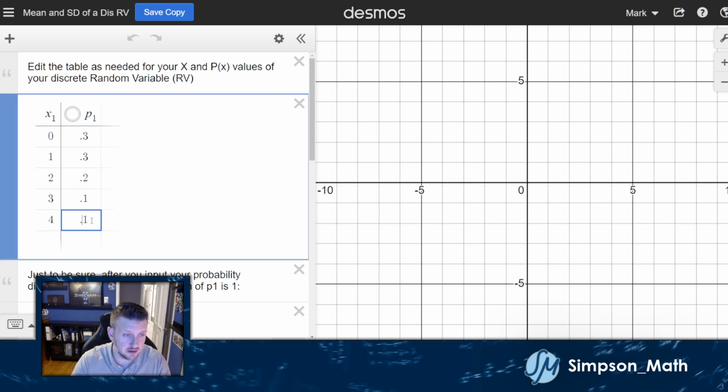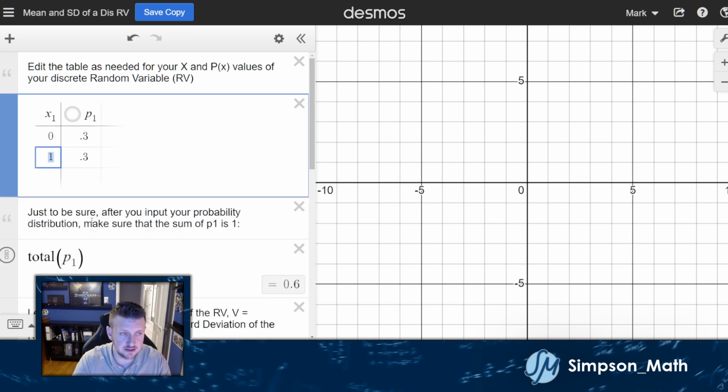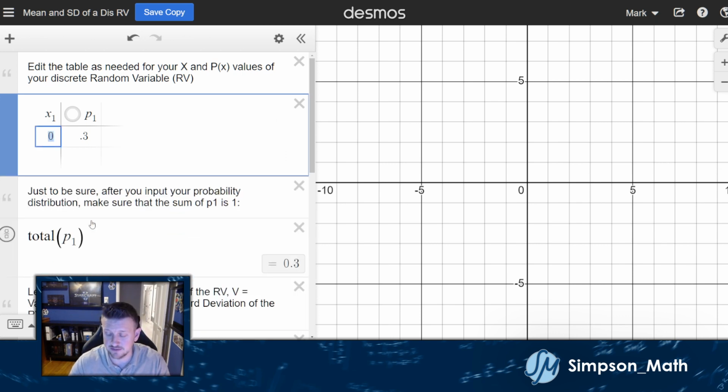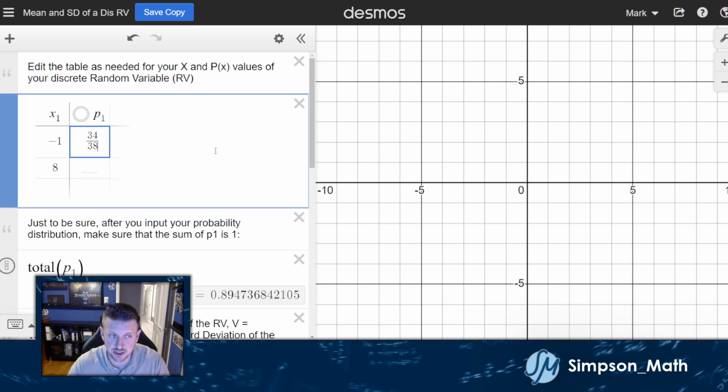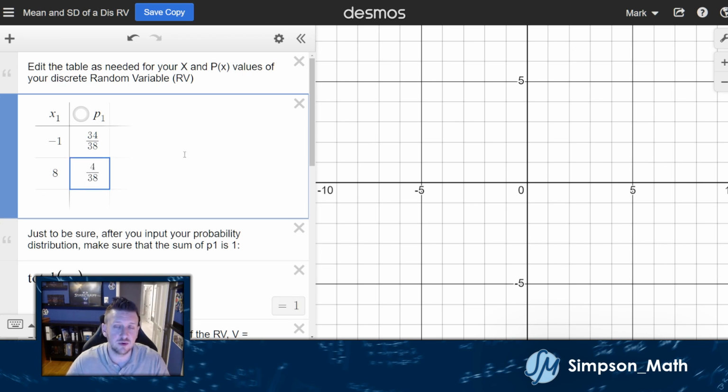So I'm going to delete out my x's and type in my two x values. I could lose 1 and I could gain 8. I need to come over to my probability. Notice I have labeled it P1 instead of Y1, just so we're talking about probabilities. Ignore the subscripts, that's just because it's our first table. So there's a 34/38 chance of losing $1, and there's a 4/38 chance of winning $8. So there's my probability table just written vertically.